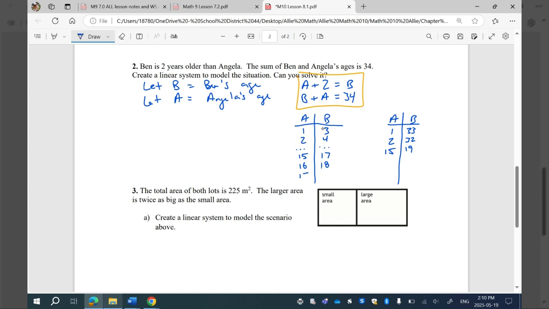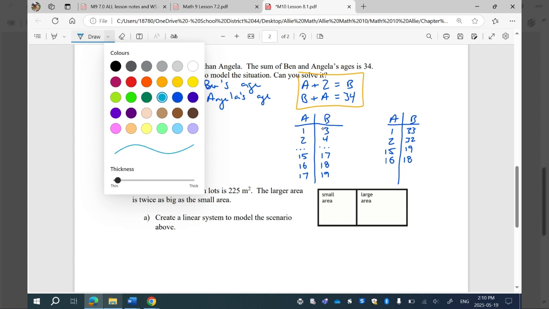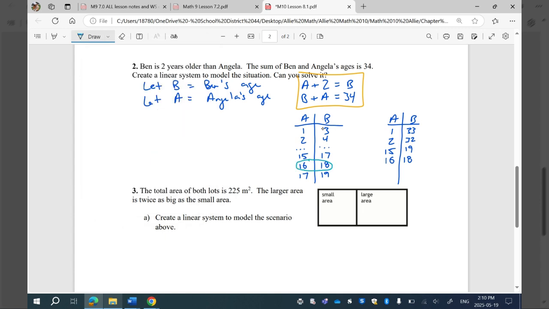Let's do one more, 17 and 19. But let's do our next one. If we have 16, what we would need to do to equal 34 is also 18. And we see that's where our 2 points are identical. So we have a solution at 16 and 18. So the solution is 16, 18 years old. Okay, so it's true that A plus 2 equals Ben's age, and it's true that A plus B, or B plus A, equals 34. So that's our solution for that one.